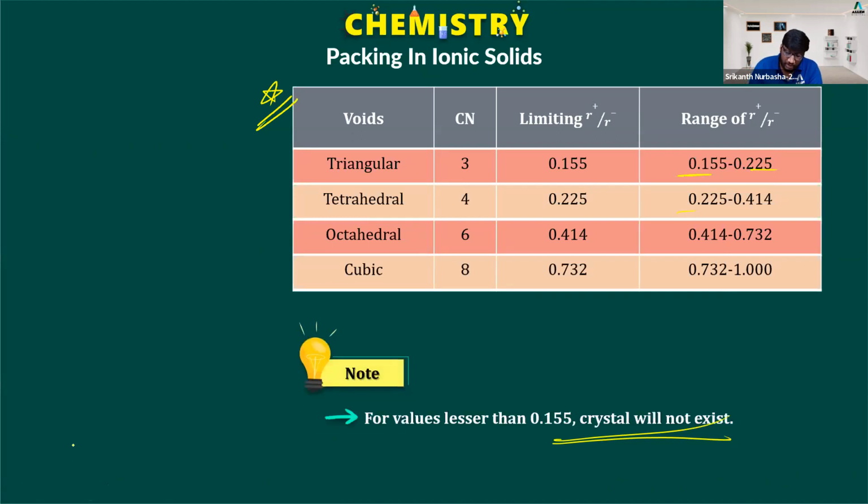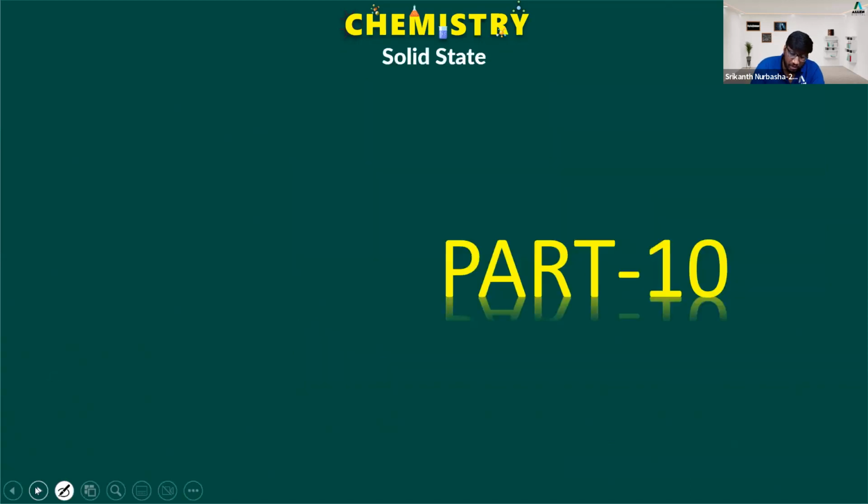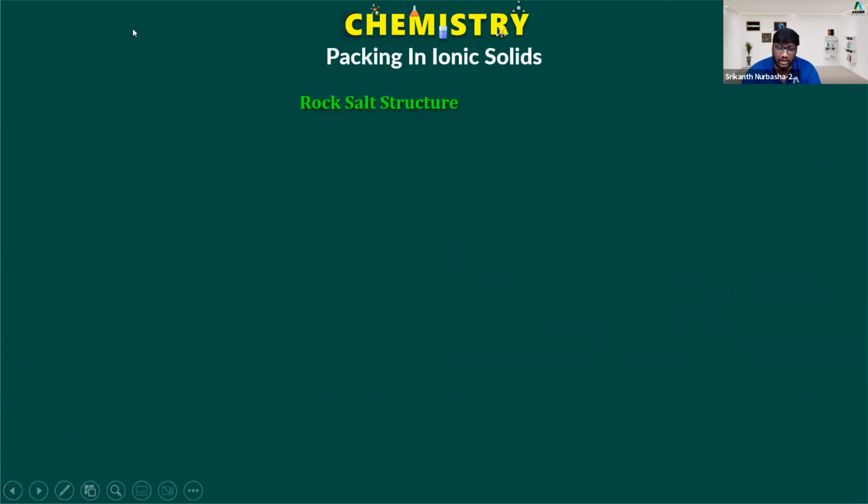Similarly, we can have tetrahedral void, octahedral void, cubic void. Every calculation we have seen, and these are the respective radius ratio values. For values less than 0.155, the crystal is not going to exist. Right? After this, as I have told you, we'll be studying different crystalline structures.